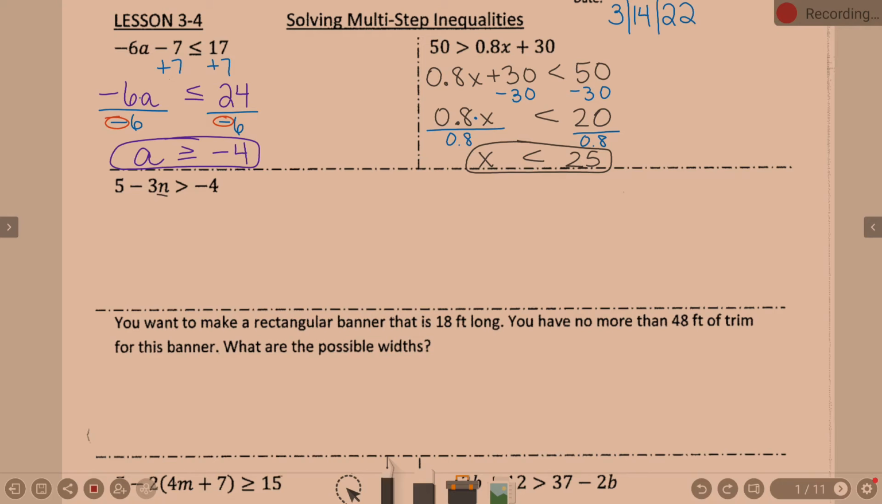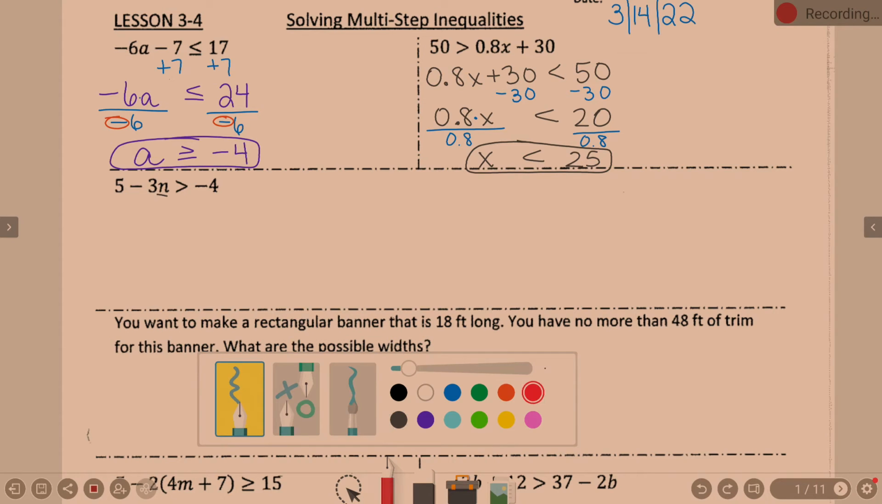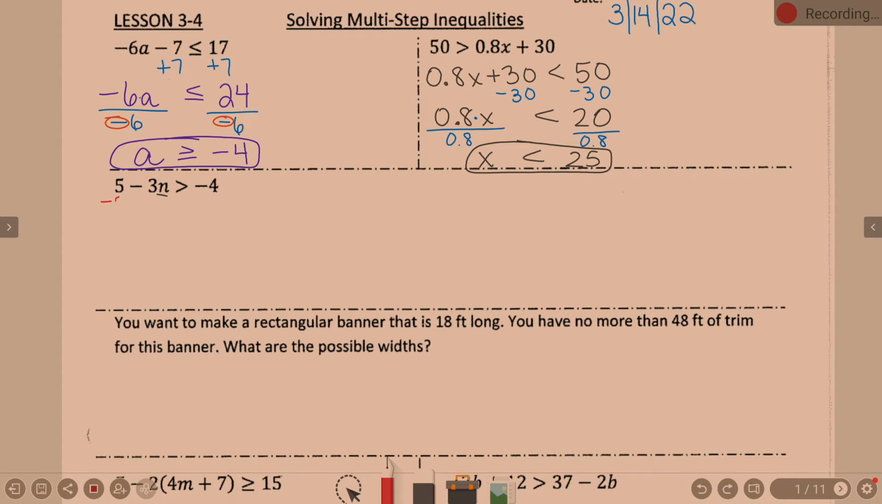Okay, what are we trying to move away from the 3n? The 5. And it's a positive 5. How do I move a positive 5? Subtract. We're going to have to subtract 5. If I subtract 5 on the left, I'm going to subtract 5 on the right. 5 minus 5, 0, cancels. Bring down the minus 3n. Carry that minus down with it.